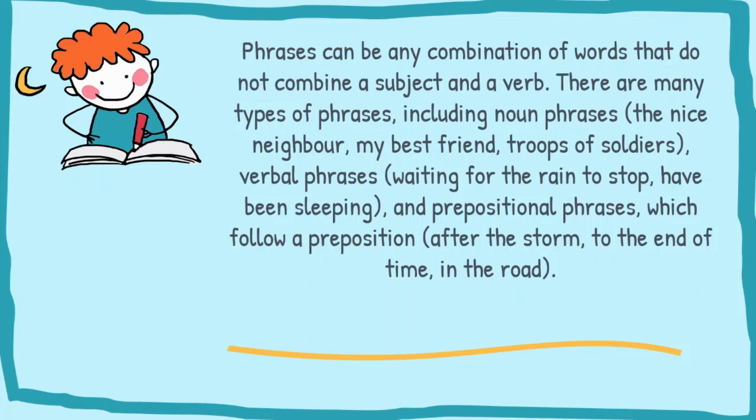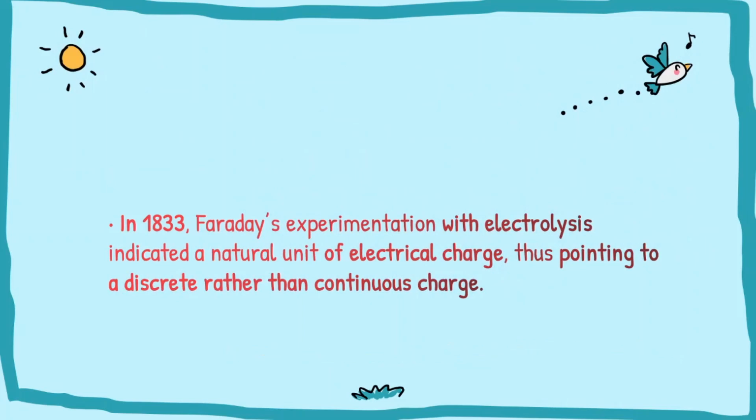Moving ahead to the prepositional phrase, which is after the storm. Here, after is considered to be the preposition and then the storm. So after is highlighted as the preposition combined with the two other words, the storm. These were some of the examples of different kinds of phrases.